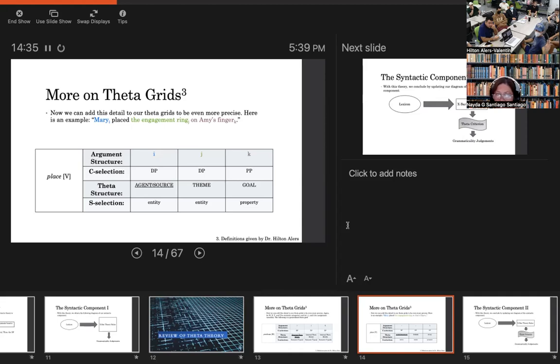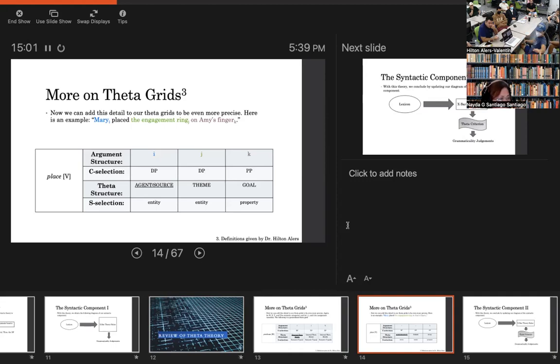So C selection is also satisfied. Now to check the theta structure. Well, it says that the argument I needs to be an external argument, so it needs to be placed as the subject, and it needs to be an agent, or agent/source. You usually see this as agent. A lot of agents tend to be in this external argument position. And sure enough, we see Mary as the agent of this sentence. Mary is the one placing the engagement ring.